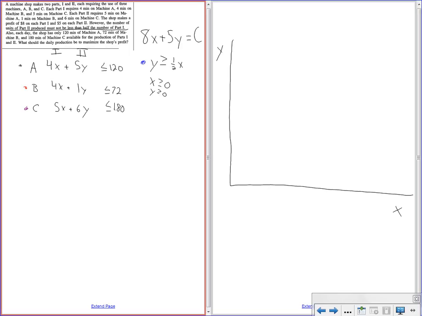Anyway, so we go through our intercepts for the first one. The first one gives me intercepts of 30 and 24.